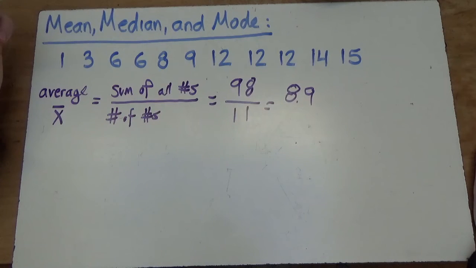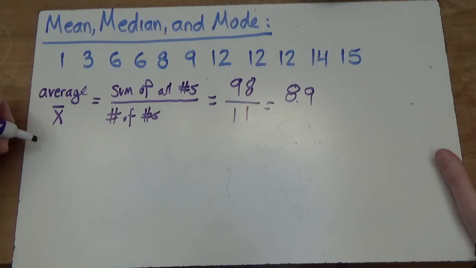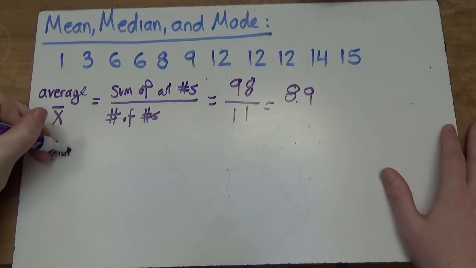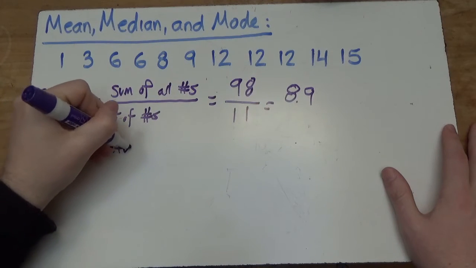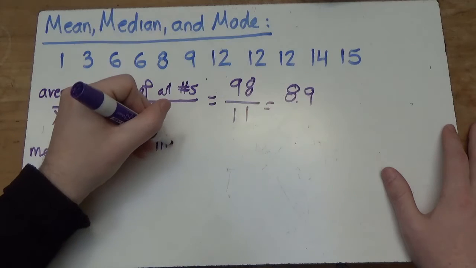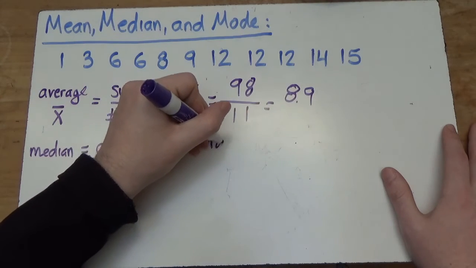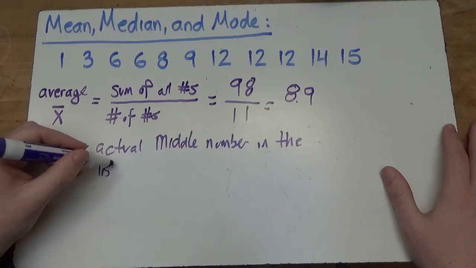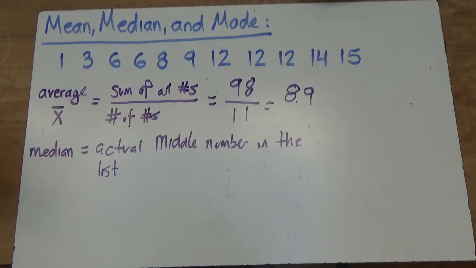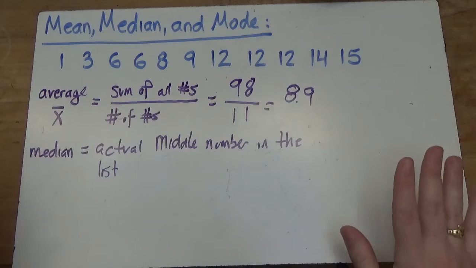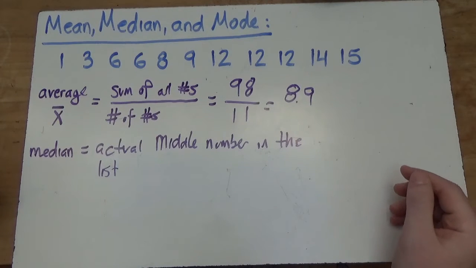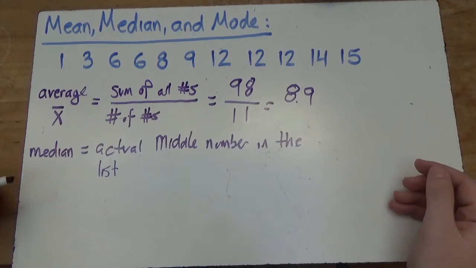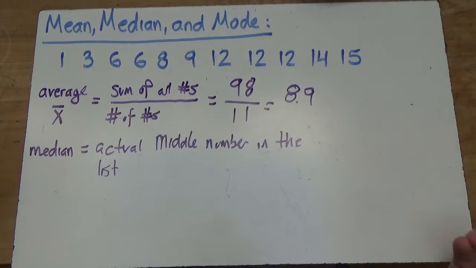The median, on the other hand, is slightly different. The median is the actual middle number in the list. This is different from the mean because this number has to be part of the list if the list is odd. If the list is even, then the median is going to be the average of the middle two numbers.